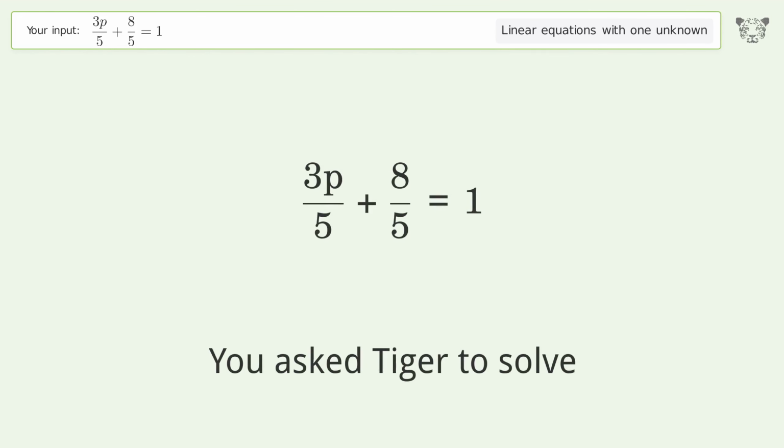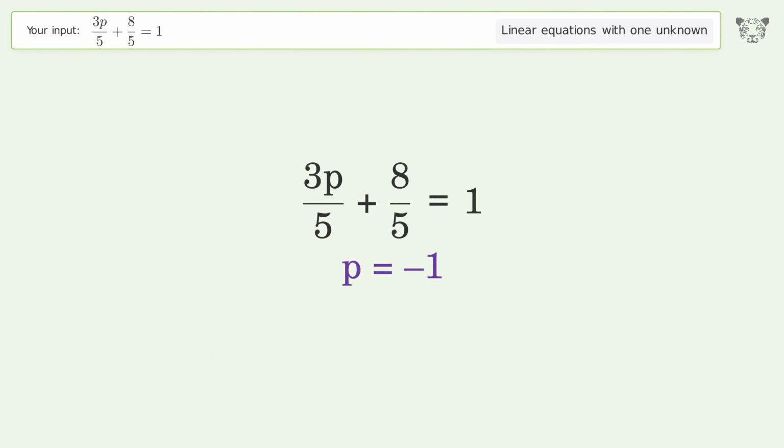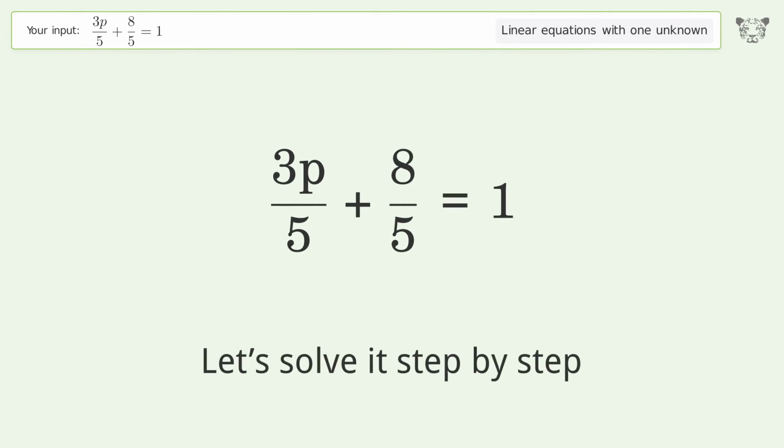You ask Tiger to solve. This deals with linear equations with one unknown. The final result is p equals -1. Let's solve it step by step.